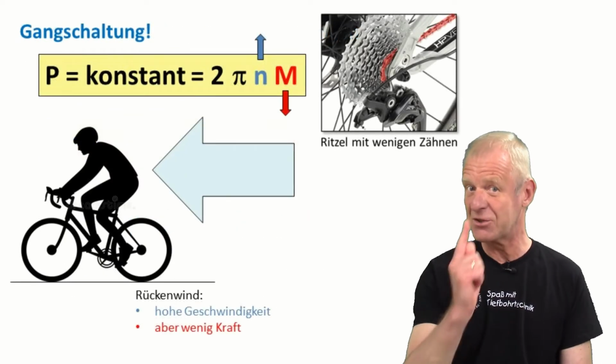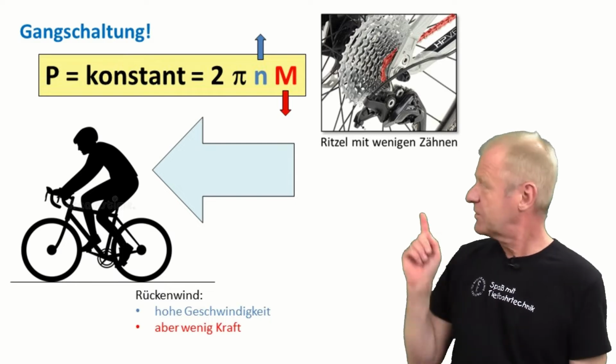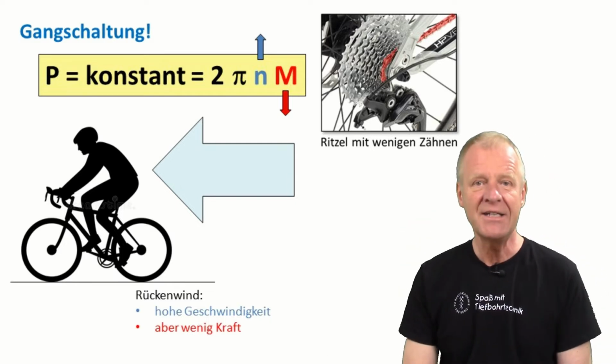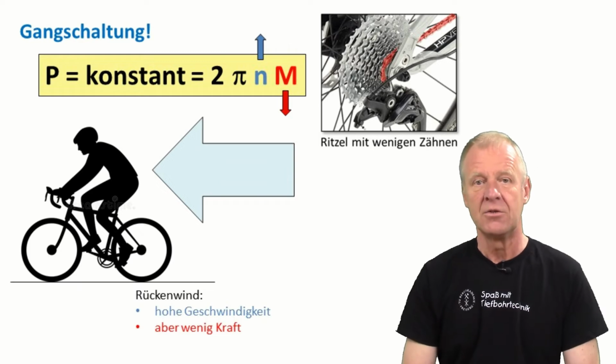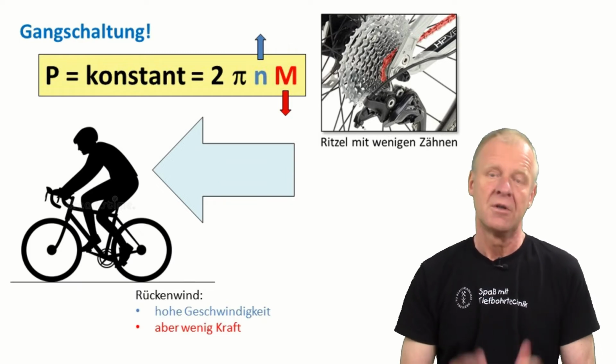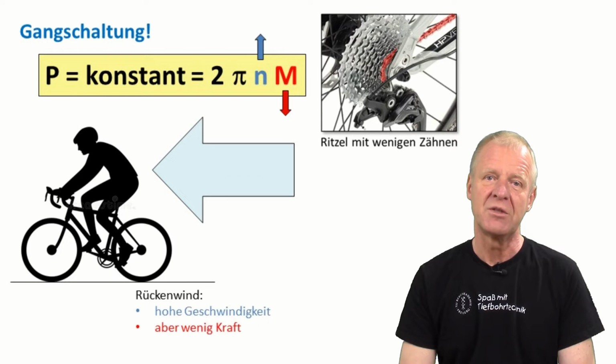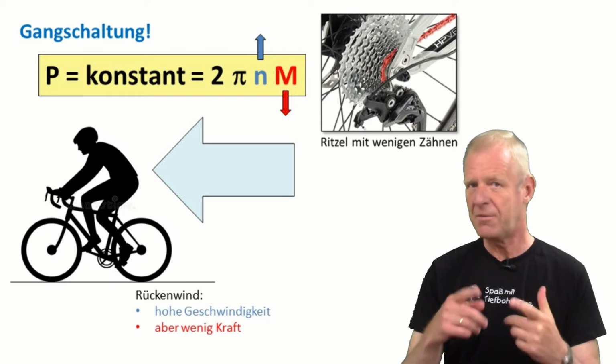So in order to adjust my power to the changing conditions of the route, I will use my bike's shifting gears. With a small gear at the back of the wheel, I can drive very fast, but only little force is required. For example, if the road is flat or a tailwind is blowing.